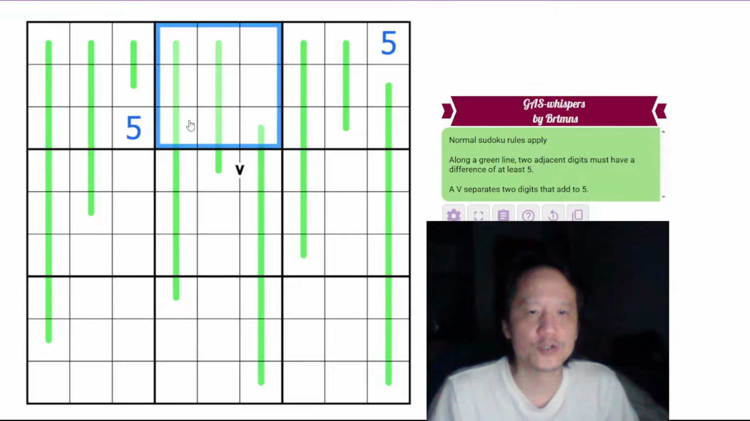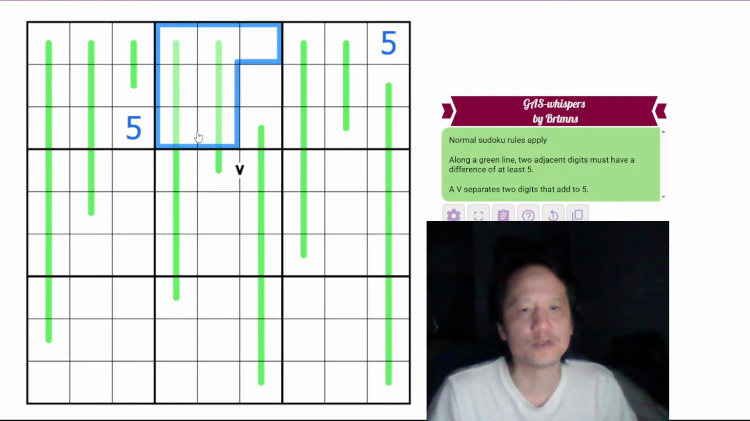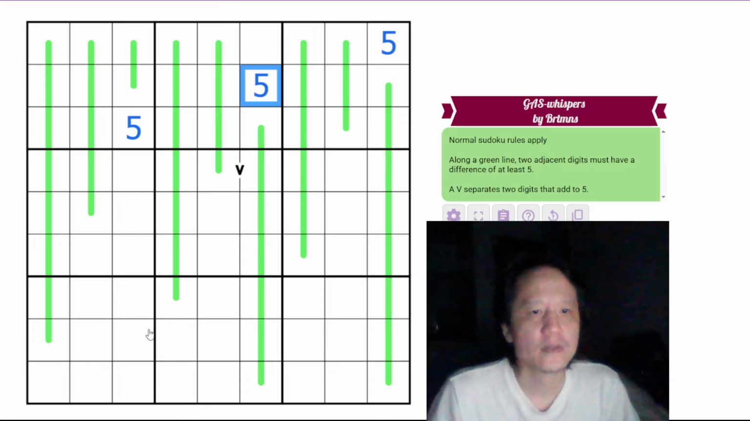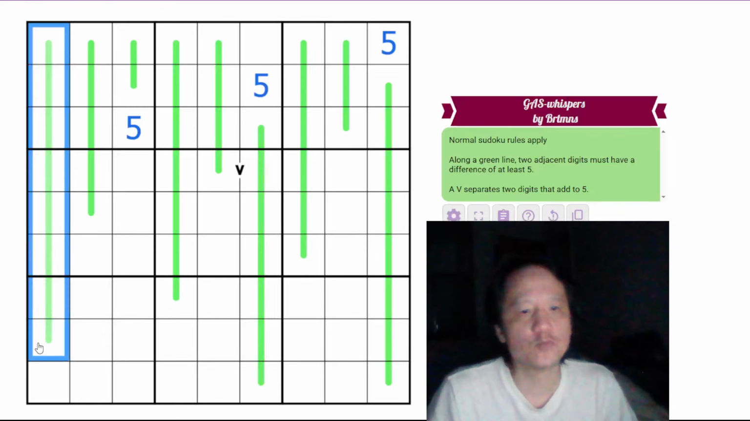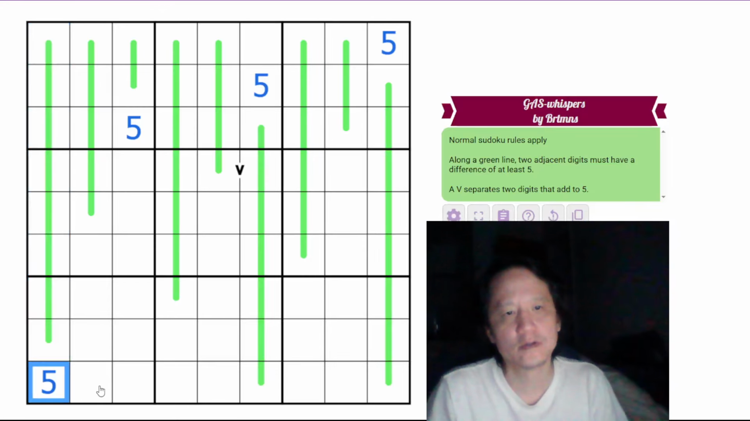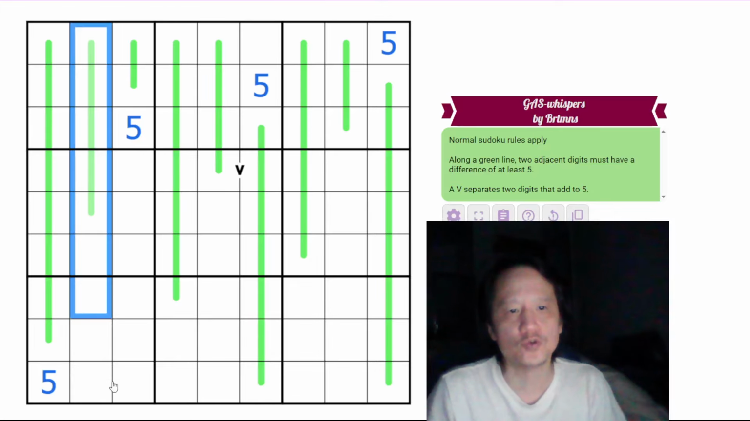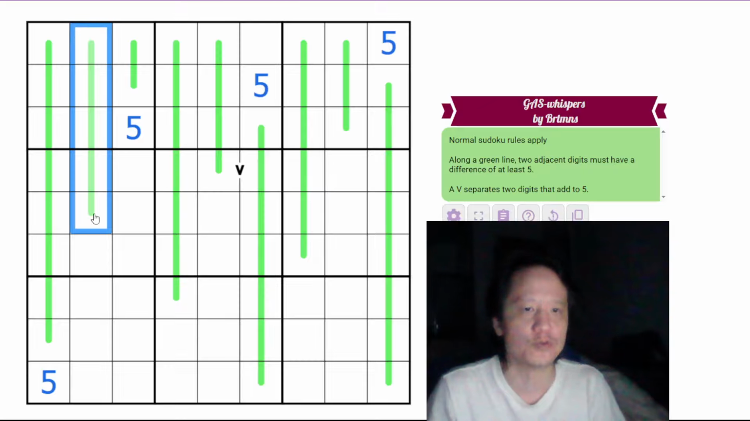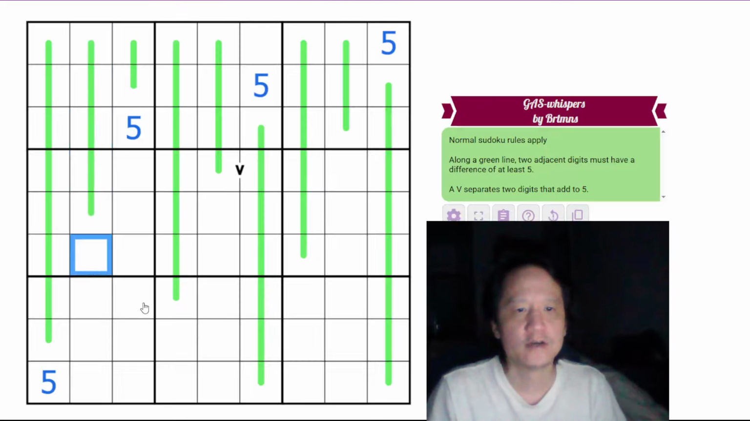Where in this upper central box can 5 be? It cannot be here, and it cannot be on the whisper 5 line, so it must be here. In column 1, where's the 5? It has to be here. In column 2, where's the 5? It cannot be here because there's a 5 in the box, and the rest is cells with whisper 5 lines, so this has to be 5 there.